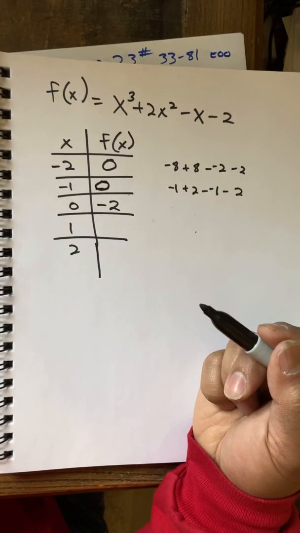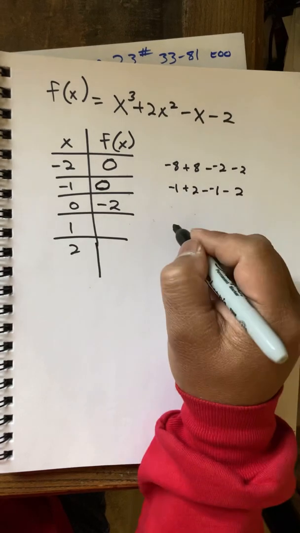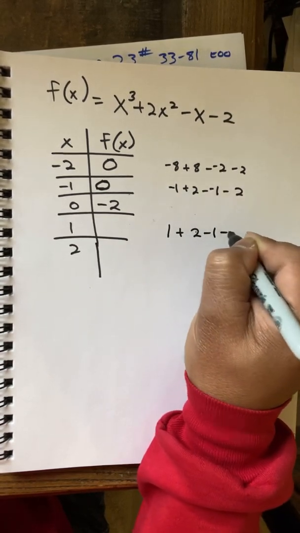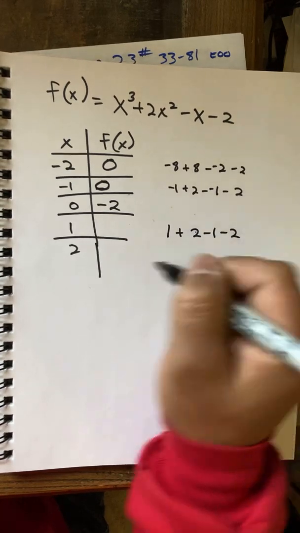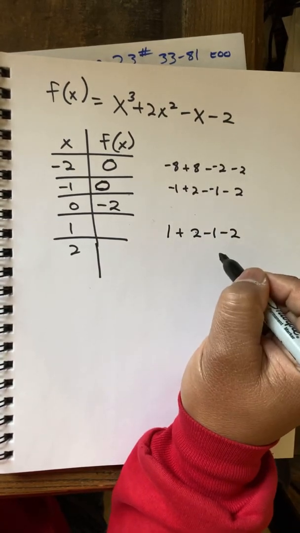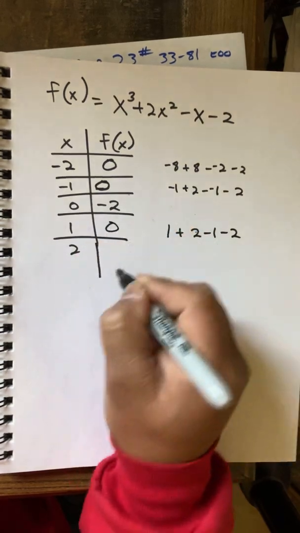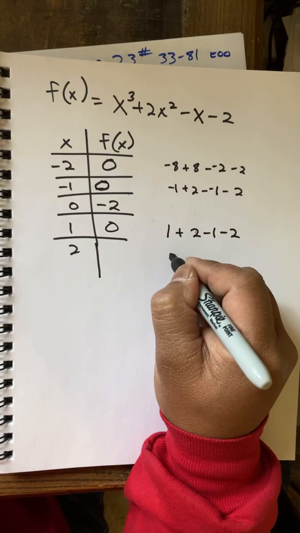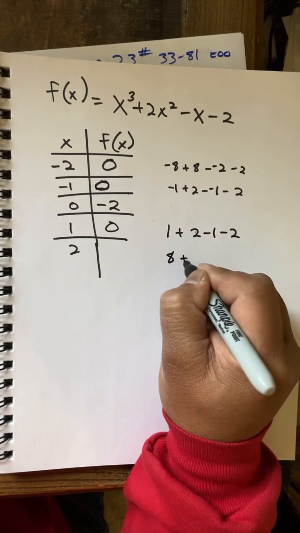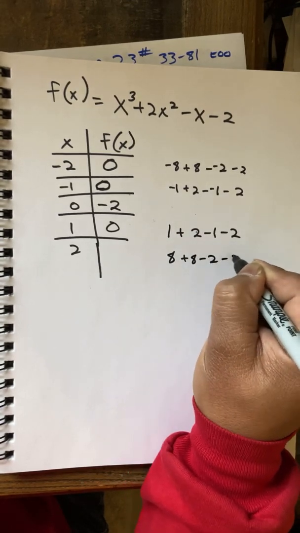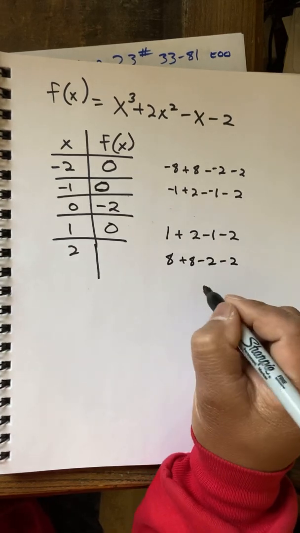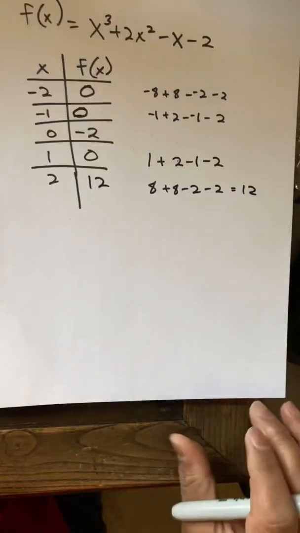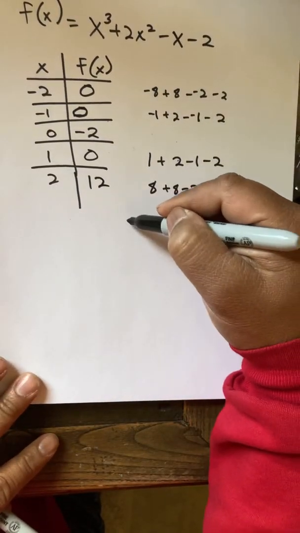And when I plug in +1, I'll get 1 cubed plus 2 minus 1 minus 2. Yes, the third 0, I believe. And when I plug in 2, I'll get some more interesting number: 8 plus 8 minus 2 minus 2. That's 16 minus 4, which is 12. Okay, so finally, oh my god, this is a 7-minute problem already.